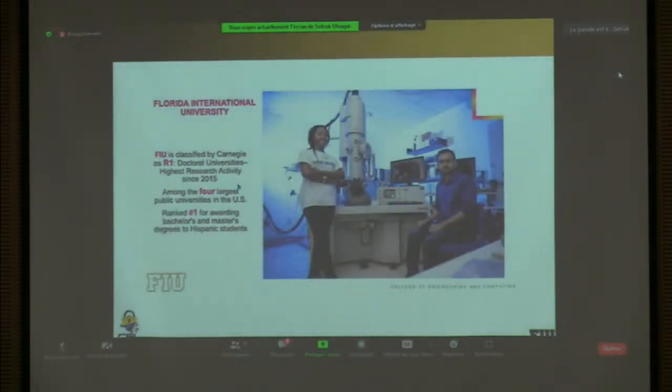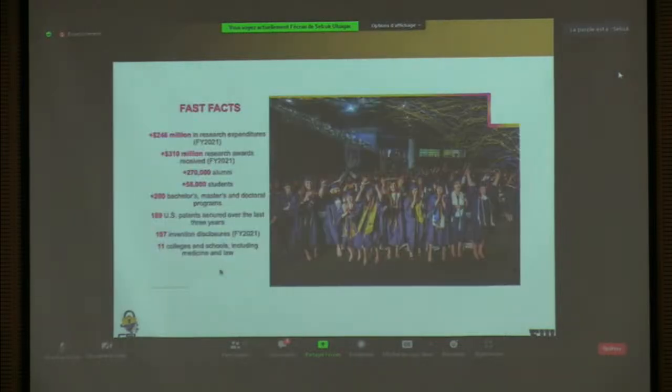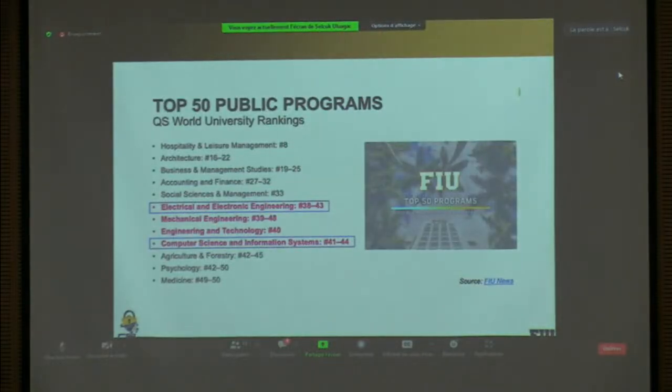With all due respect, I would also like to do some self-advertisement of my institution. Florida International University is the fourth largest university in the US in terms of population. We are R1, in the same category as Carnegie Mellon and Georgia Tech. We have more than 200 programs, hundreds of patents every year, and our rankings are really good. We are pushing the boundaries in the top 50, and it's a very interesting ecosystem.